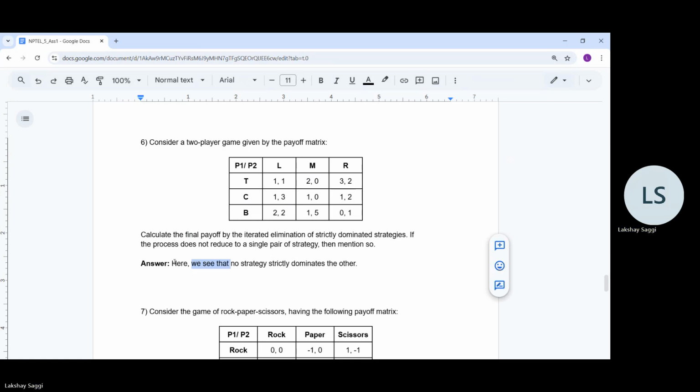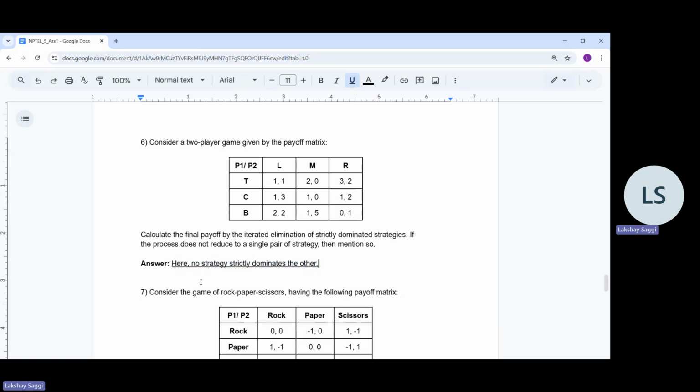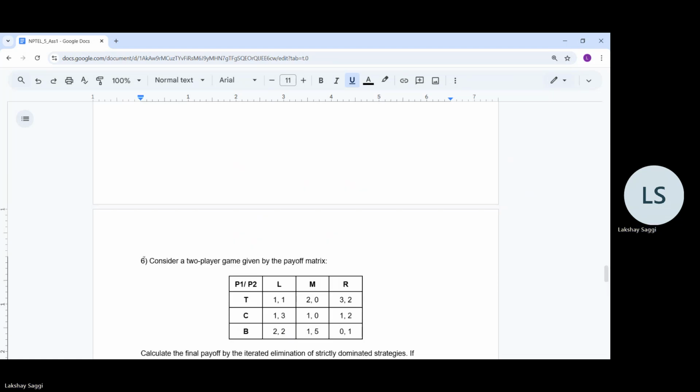Yeah, no strategy strictly dominates the other. So this is the correct answer. Yeah, so there is no single strategy which strictly dominates the other.